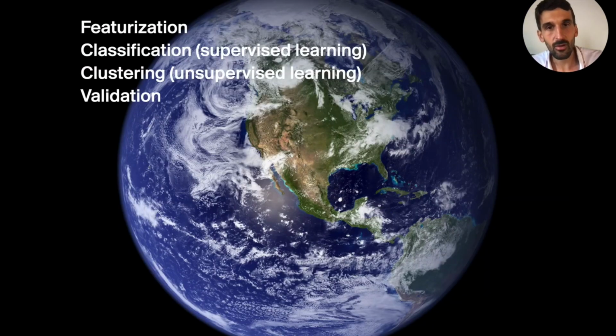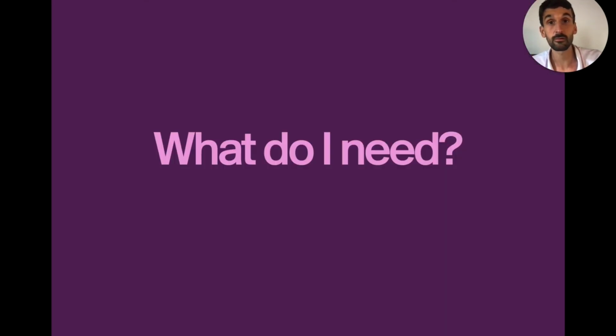So there is this universe of possibilities, this universe of data, this universe of information. Here we will really try to keep it down to earth. We will just focus on the particular topic of featurization. We will focus on classification, which is a kind of supervised machine learning, and on clustering, which is a kind of unsupervised machine learning, and we will focus a little bit on validation. Nothing more really. So we will really keep it simple, and really keep it down to earth.